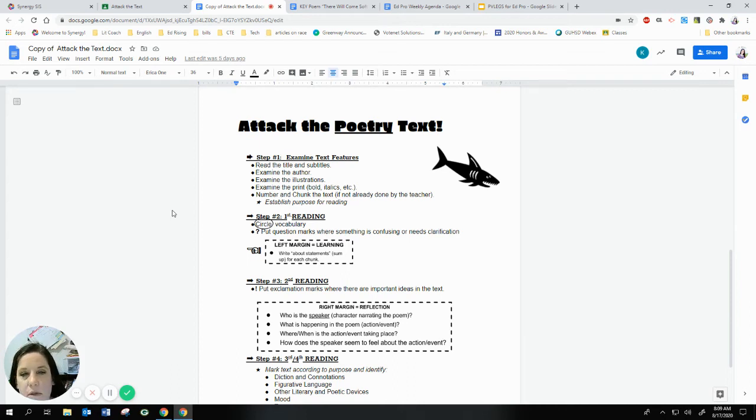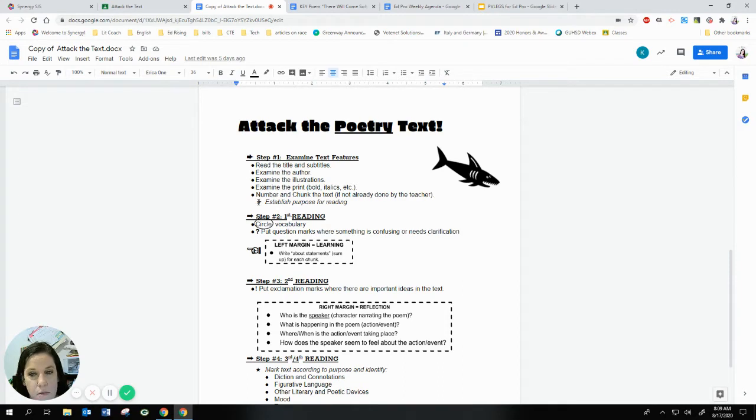Hi guys, today we're going to focus on the poetry text, which is very similar to attacking the text. The first two steps are even the same. You're still going to preview the poem, look at the author, try to see if you can come up with prior knowledge. You're still going to chunk. This is usually done by stanzas. And then you're going to establish that purpose for reading.